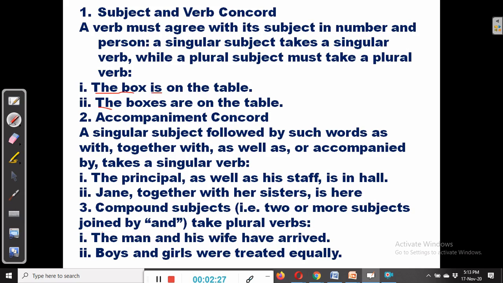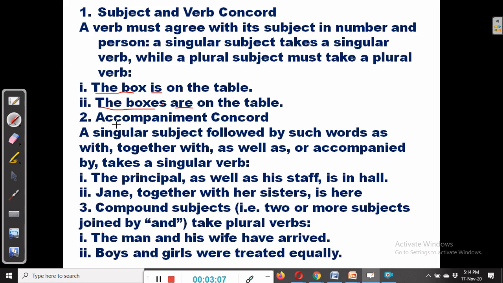Example II, the boxes are on the table. Now the boxes is a plural subject and are is a plural verb. Now if we violate these rules, we make an ungrammatical sentence. If we say the box are on the table, that is ungrammatical. And if we say the boxes is on the table, that is equally ungrammatical. So we need to follow the rules of Concord in order to construct grammatical sentences.